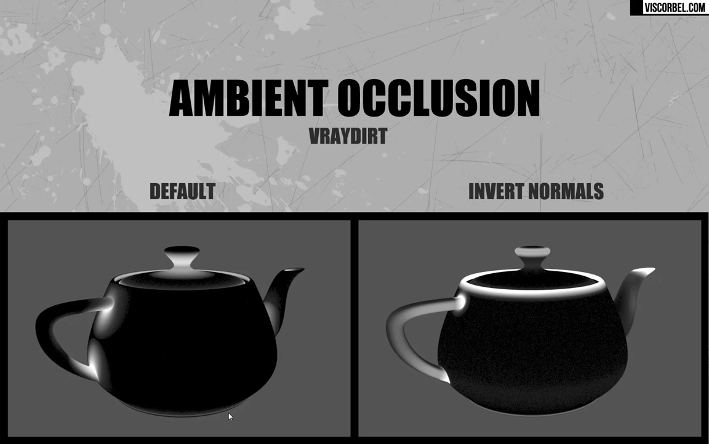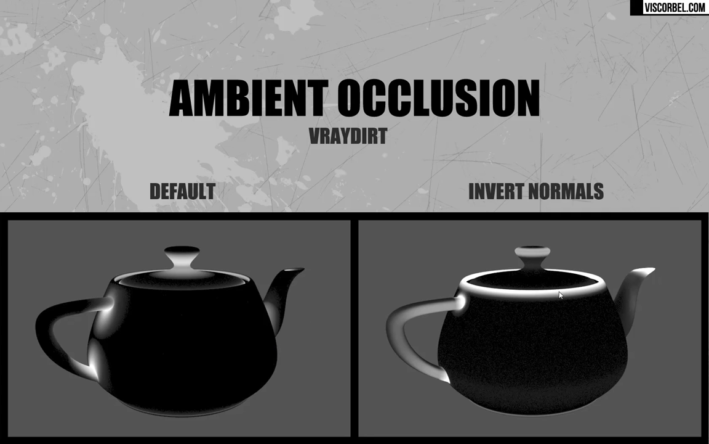So the first one is ambient occlusion or vray dirt. So basically with the default settings, with the exception of swapping the colors around, you get the occlusion effect in the occluded areas that are basically inner edges that do not get as much light as the rest of the object.